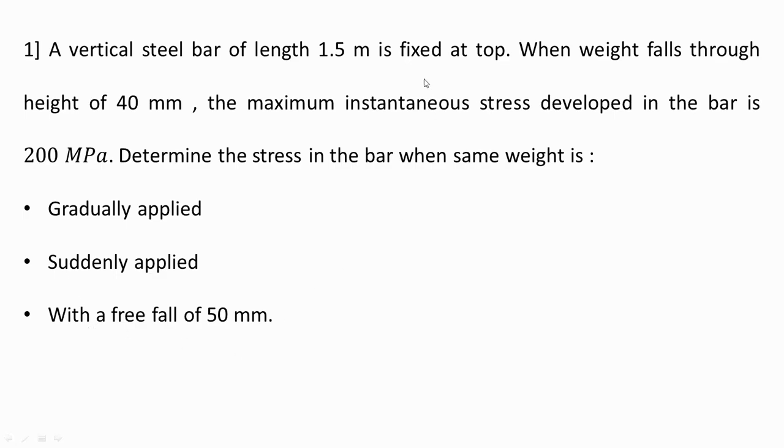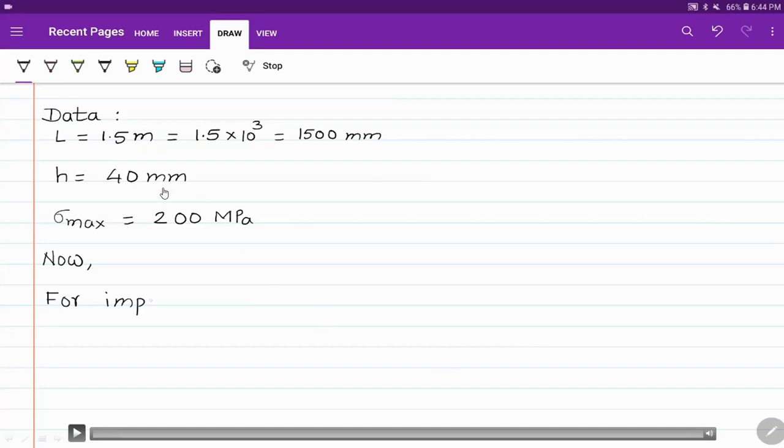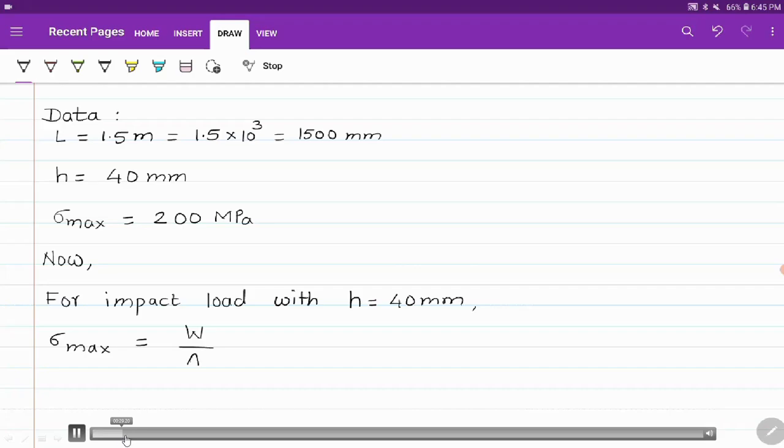But the first case is also that of impact loading because the weight is falling from a certain height of 40 mm. So length is given as 1.5 meter. Convert meter into mm by multiplying by 10 raised to 3. H is 40 mm. Maximum instantaneous stress is 200 MPa. MPa means Newton per mm square. Now for the impact load, the height of fall is equal to 40 mm.